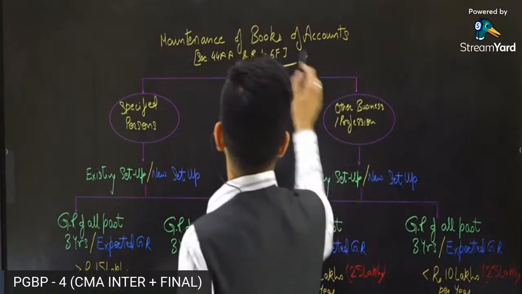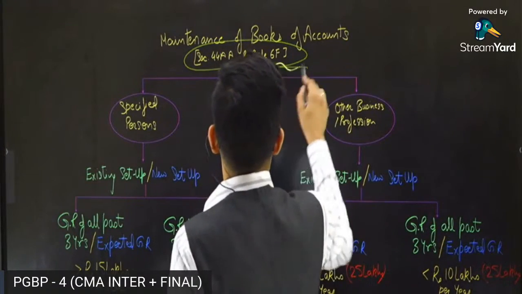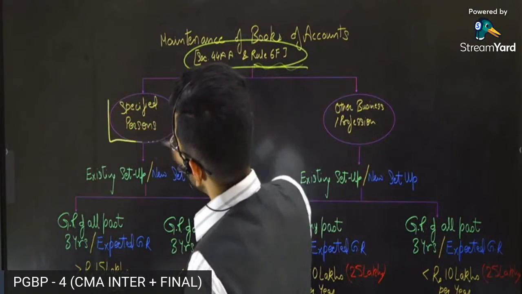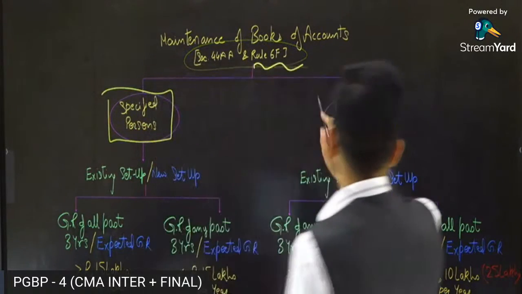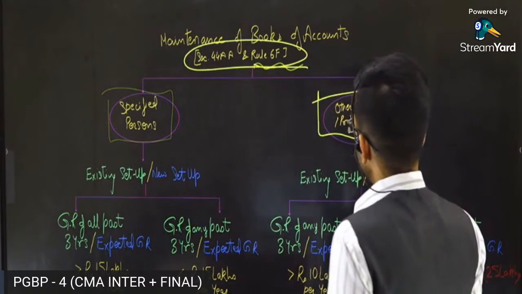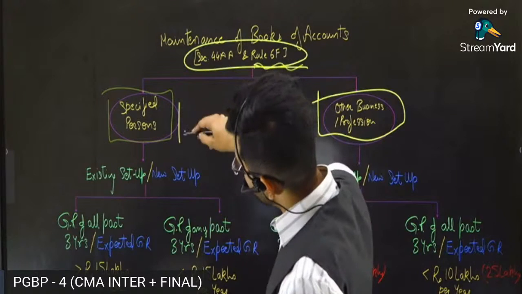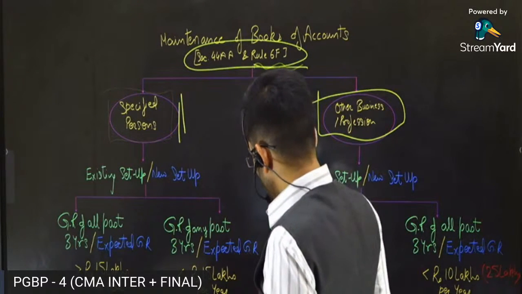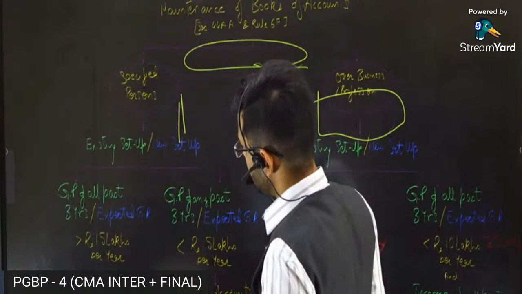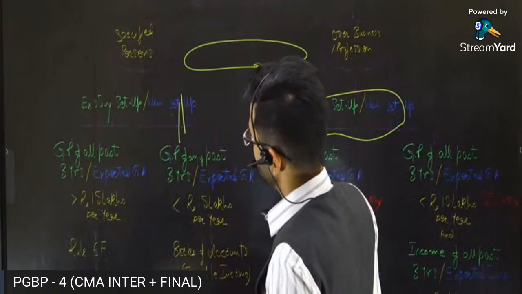So, maintenance of books of accounts: section 44AA, read with Rule 6F. Now this is divided into two parts. First is for specified business. The other one is for other business or profession. For specified persons, the limits for the requirement of maintenance of books of accounts are given in this particular chart. Let's read the limits.